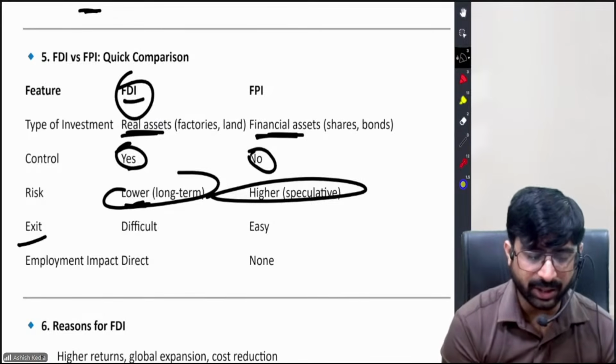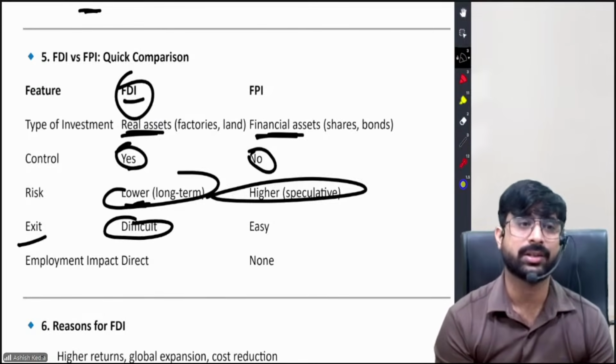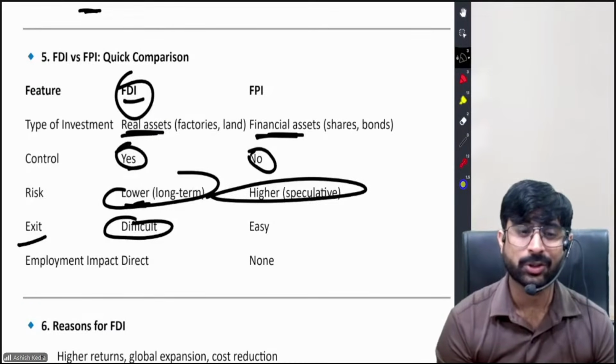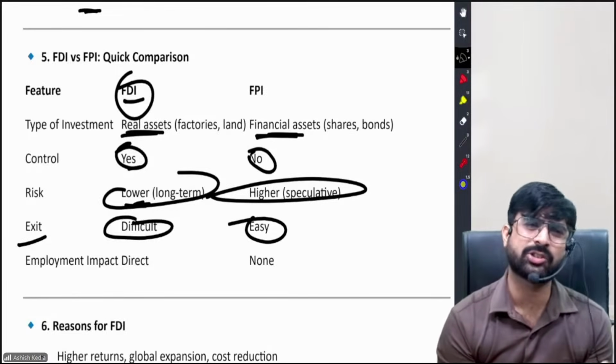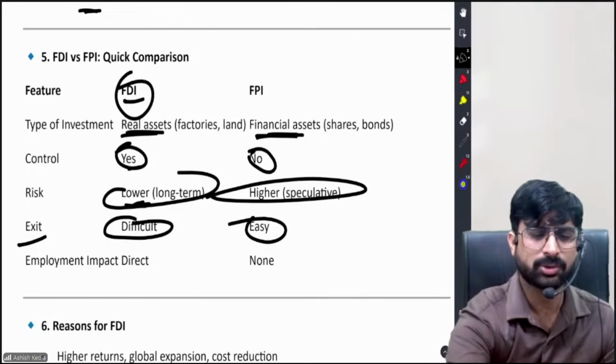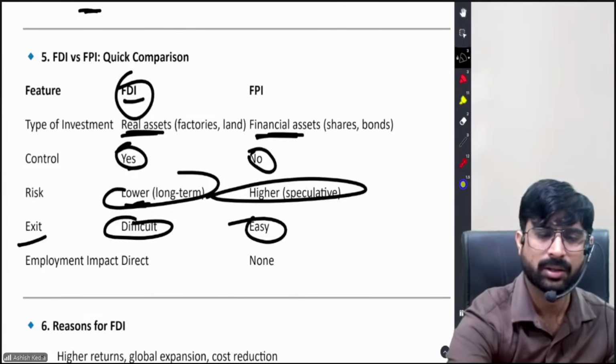Exit. In FDI, exit is very difficult because your stakes are too high. You have invested a lot. Here it's easy. They think that the share is not doing well, they will exit. Sell it for a lower price, maybe.